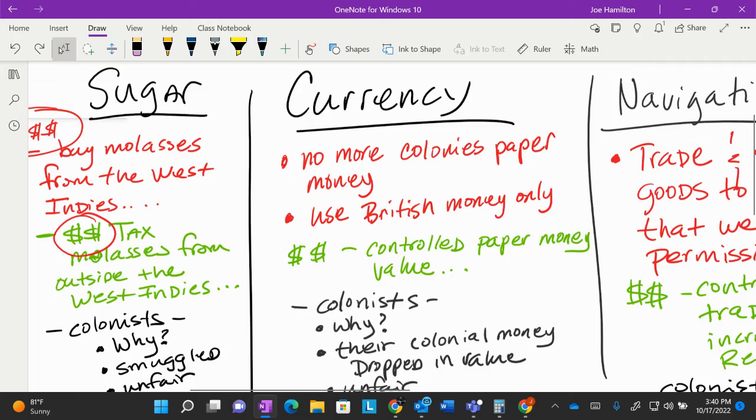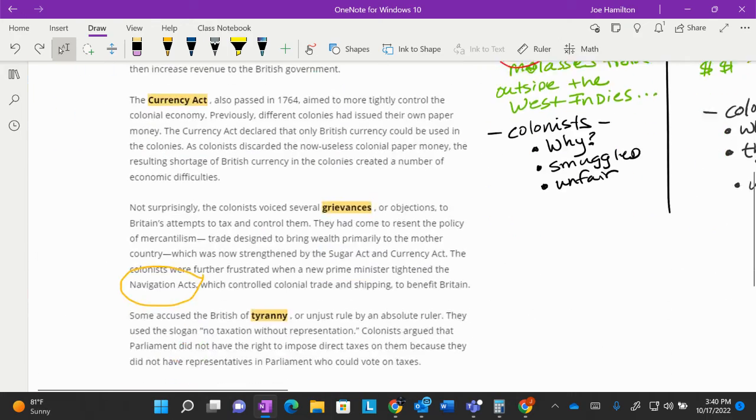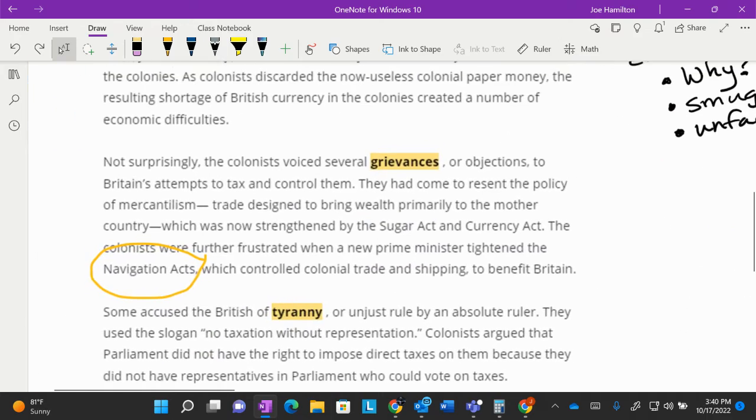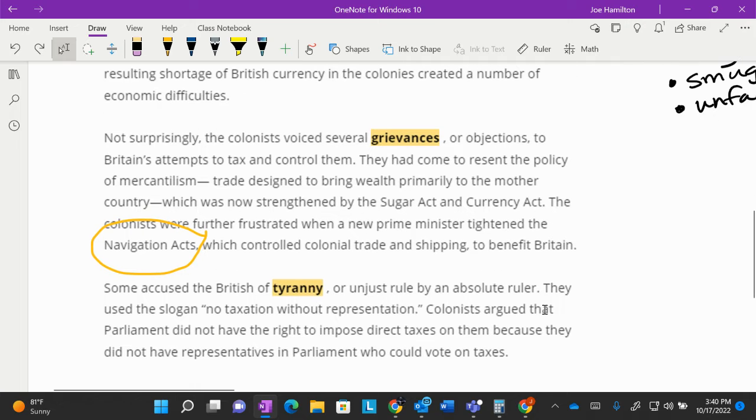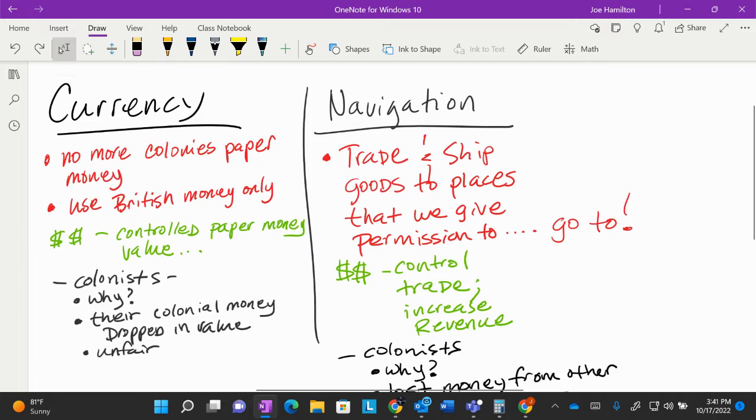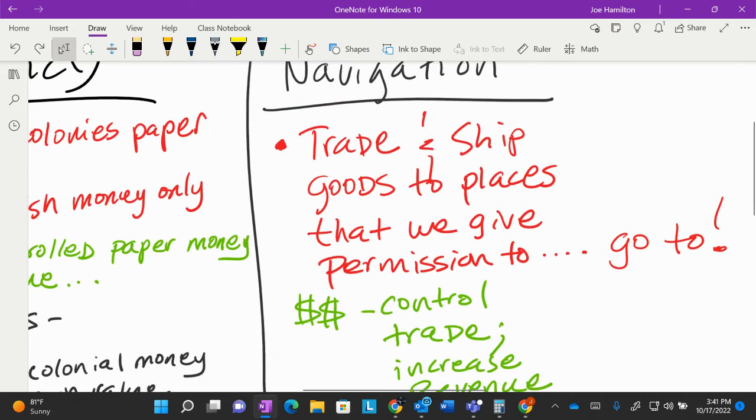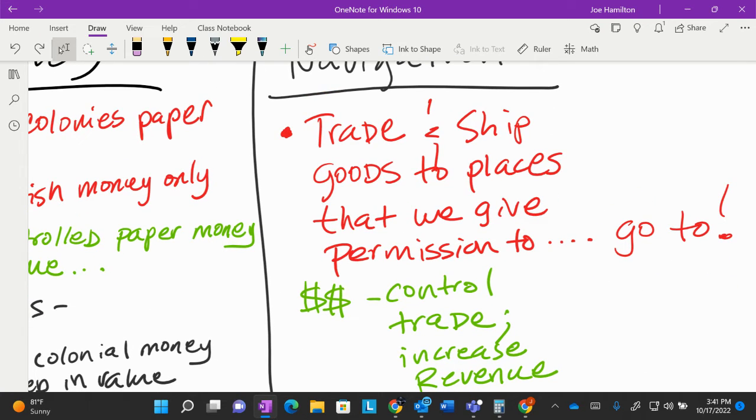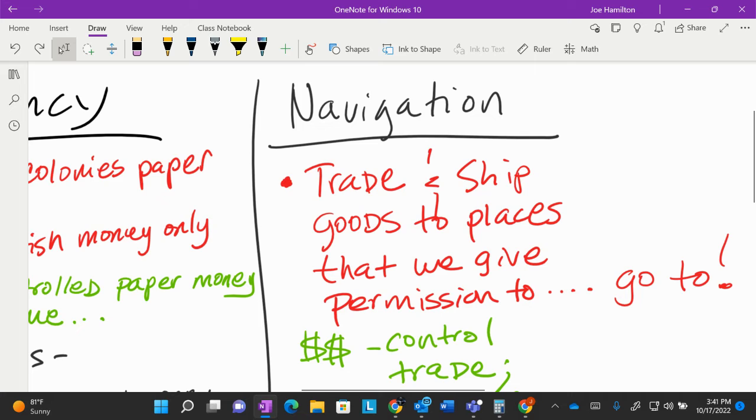Finally, over here is the Navigation Act. I circled it in the third. And again, in red, it's a quick description of the effect on the colonists. The Navigation Act controlled trade and shipping. It told the colonists where they could and could not trade.